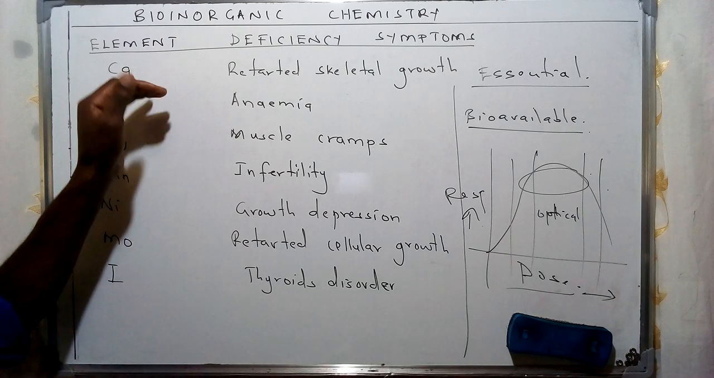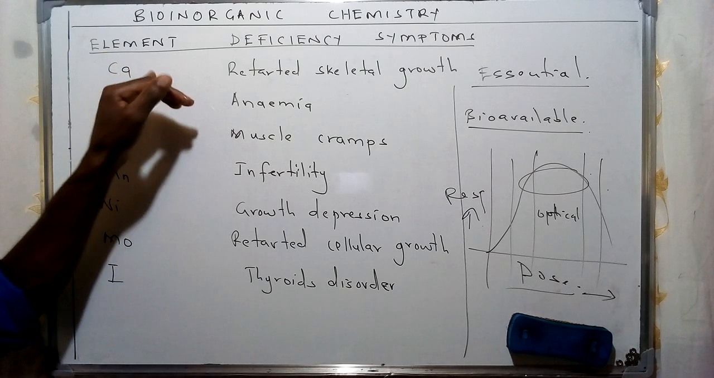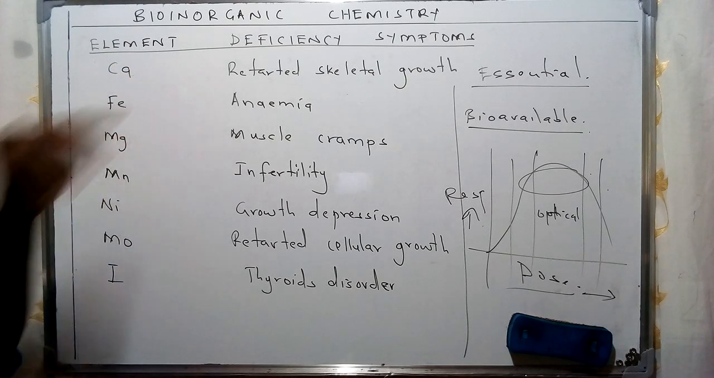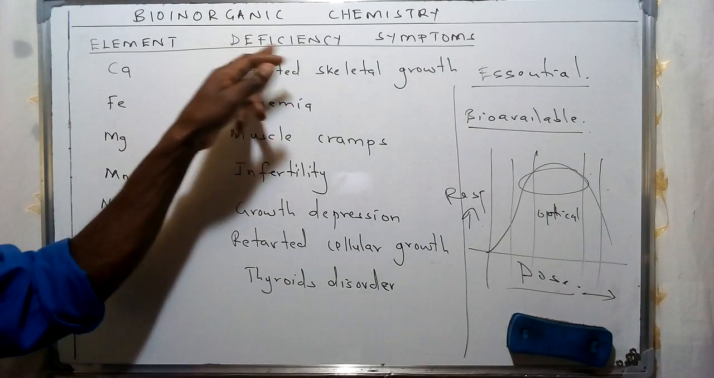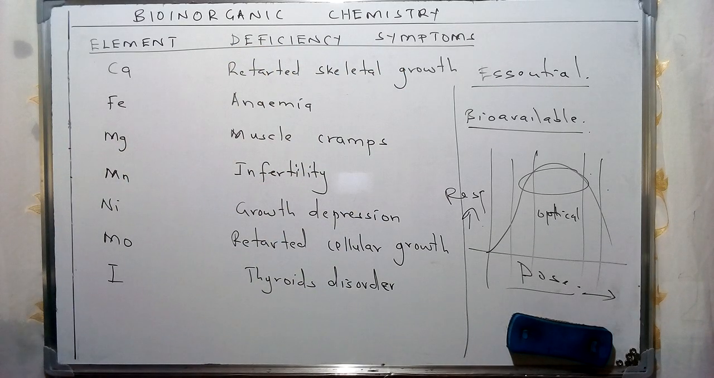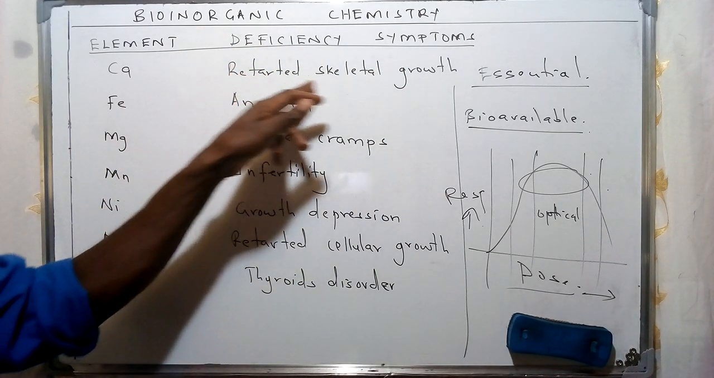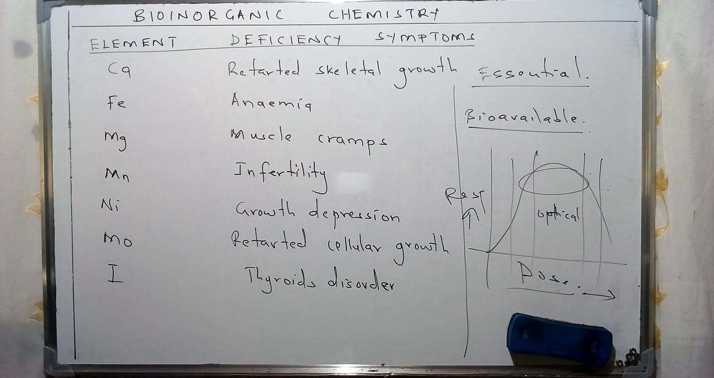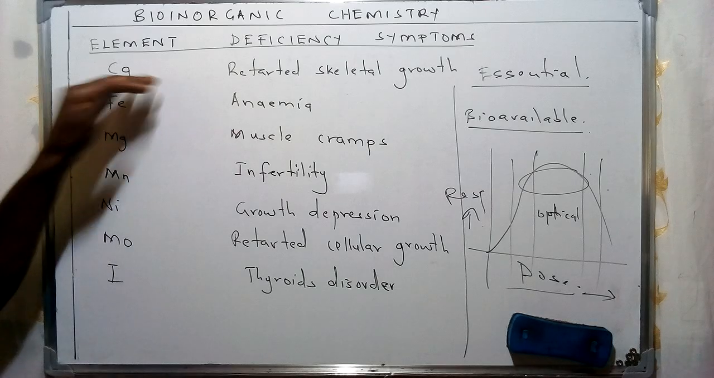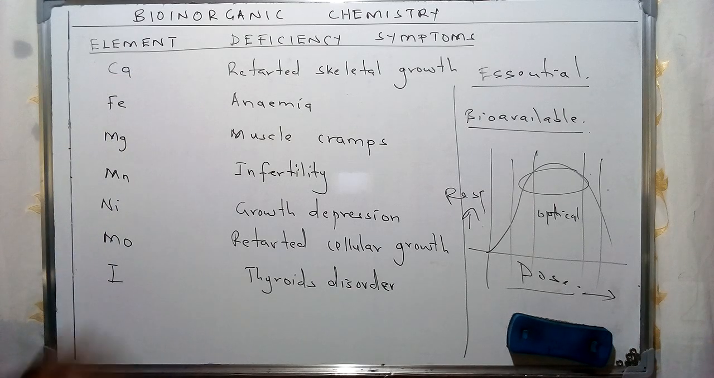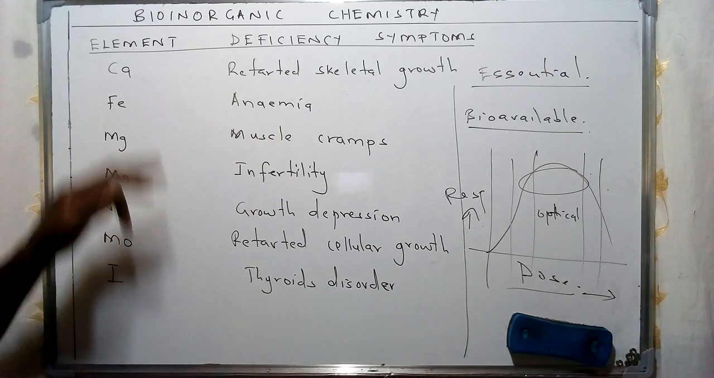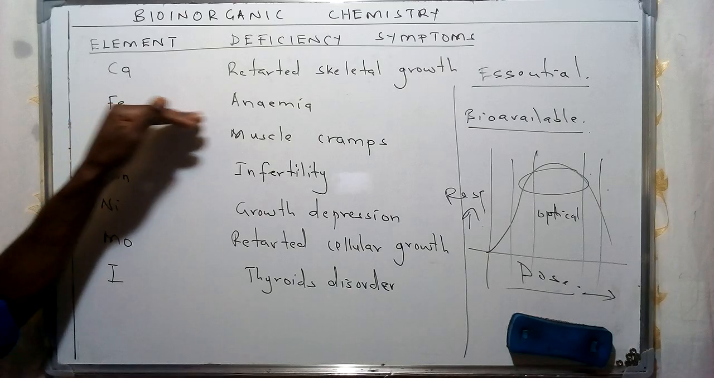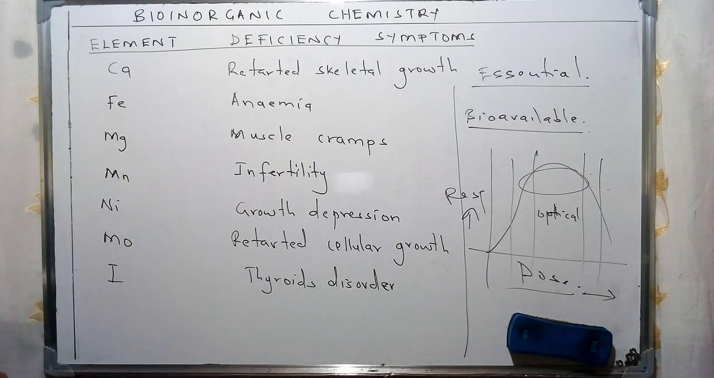So if we see this specific element which we have talked about, which is calcium, if it is deficient in the body of an organism, this is going to cause retarded skeletal growth. As we said, our bone structure contains this specific element of calcium, which forms the main structure of the skeletal system, especially in organisms like man. We are also going to see that the absence of iron is going to cause a condition of anemia.